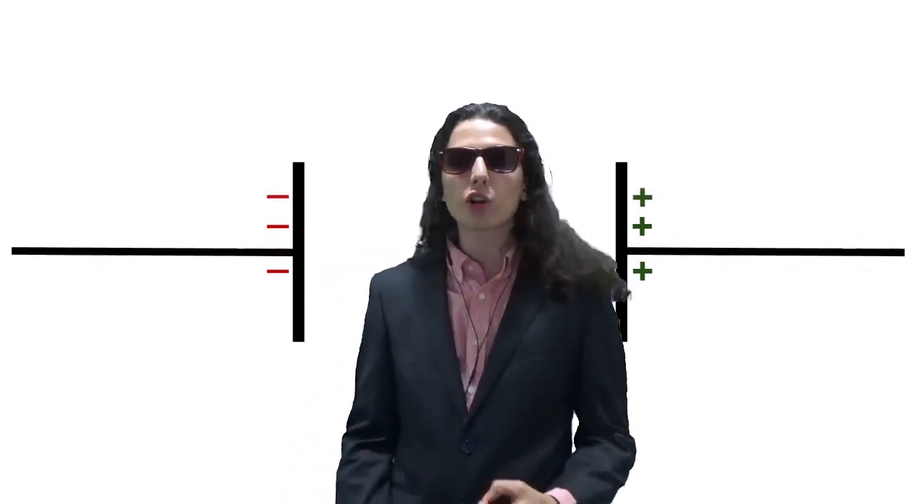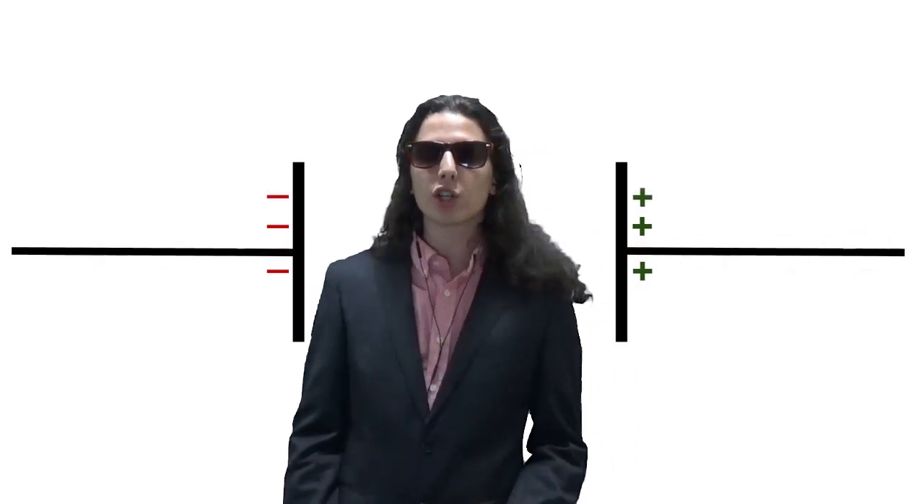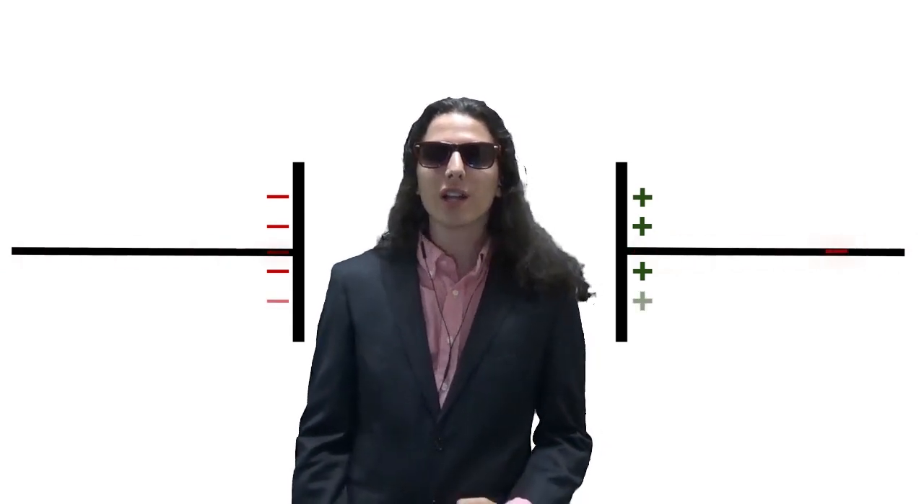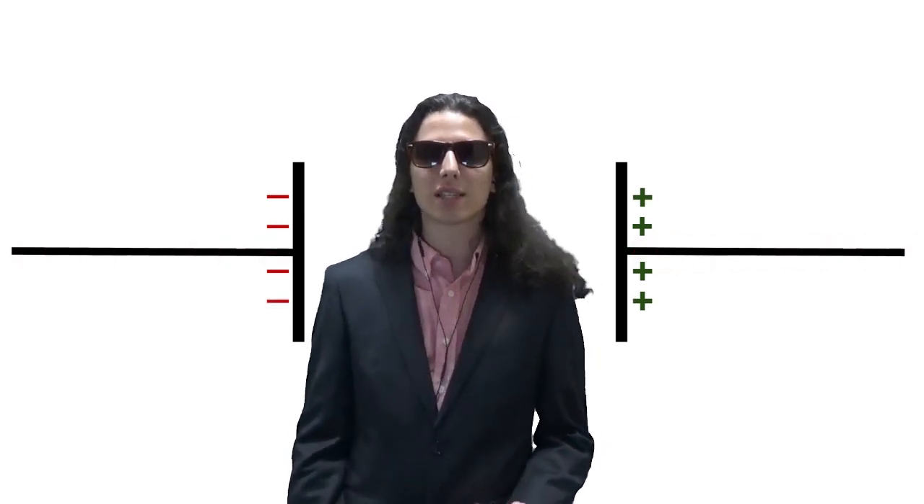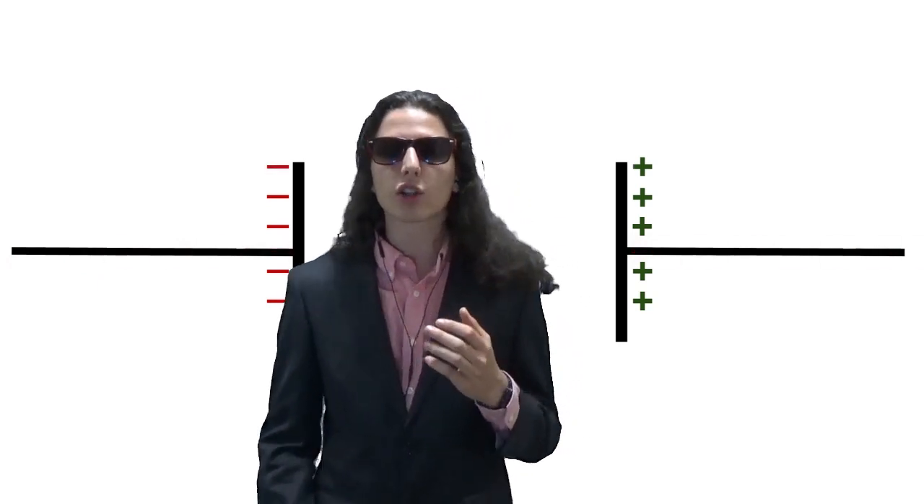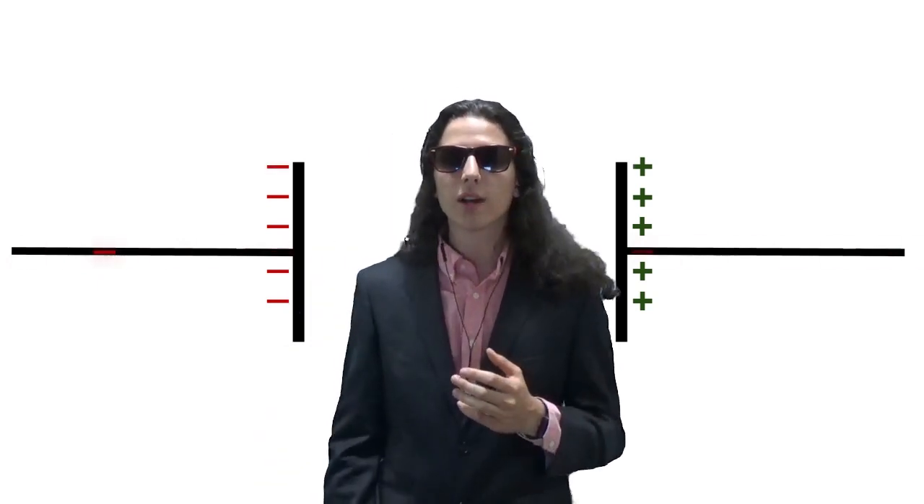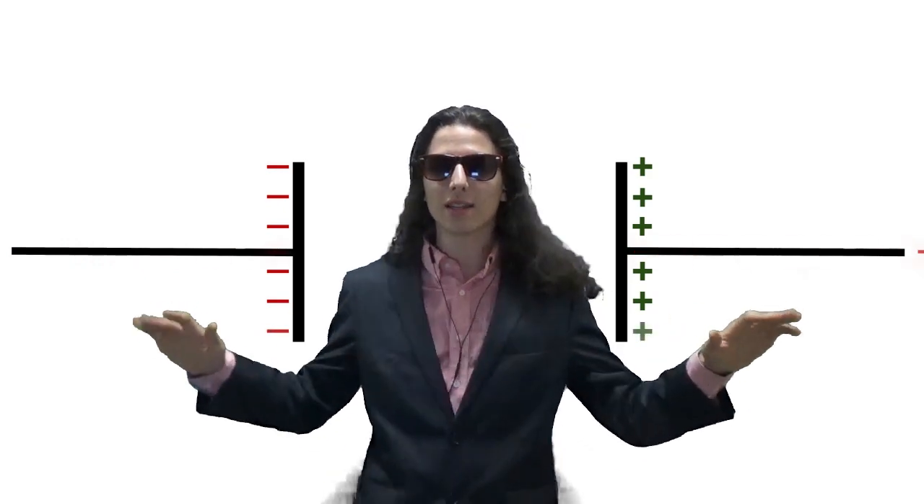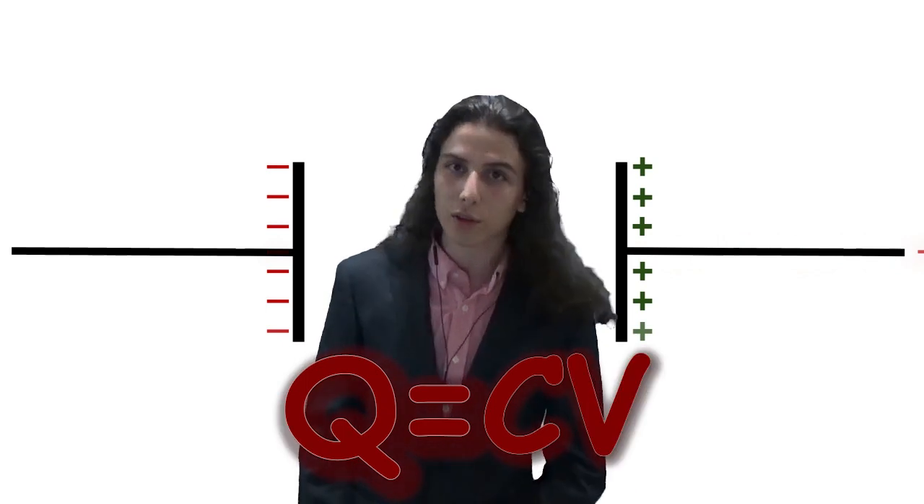Since like charges repel, adding every additional charge requires more energy, and the capacitor increasingly resists the flow of charge. Eventually, the capacitor charges until its voltage equals that of the battery. The circuit has reached steady state. This is summarized by charge equals capacitance times voltage.